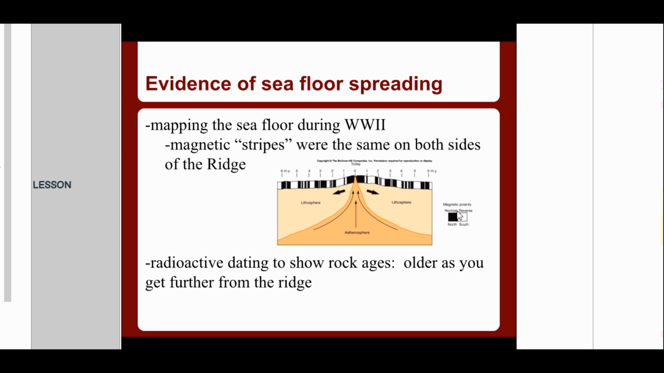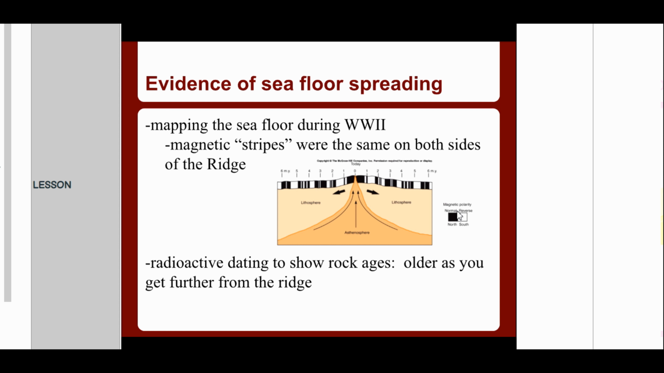So they would face one direction or the opposite in alternating layers, and it was the exact same on both sides. If you had 2 inches on one side, you had 2 inches on the other. If you had 6 feet on one side, you had 6 feet on the other. They were exactly the same on both sides. So Hess decided that that meant that as the magma came up, it cooled, it pushed everything out in both directions.